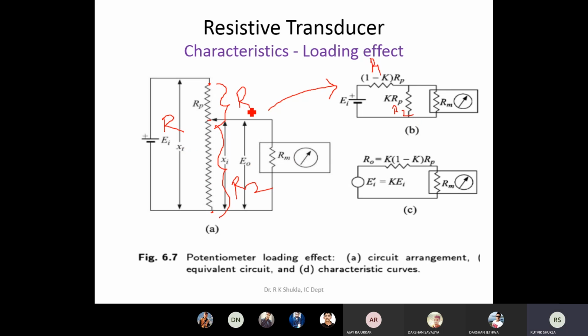Now what is the value of R1 and R2? Suppose the value of R is 10K. In this case, suppose due to this xi movement, R2 gets a value of say 6K, then R1 is obviously 4K.